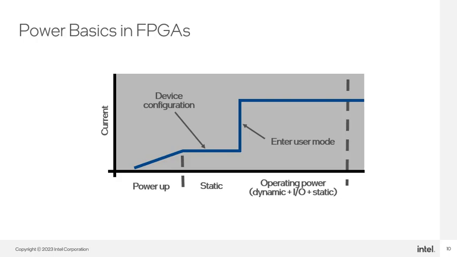Next, and most importantly, clocks are released and the device enters user mode. This is the normal operating power usage of the device. As mentioned, operating power usage is a combination of static power along with I/O and dynamic power. In this state, the system clock is oscillating and the design is operating.